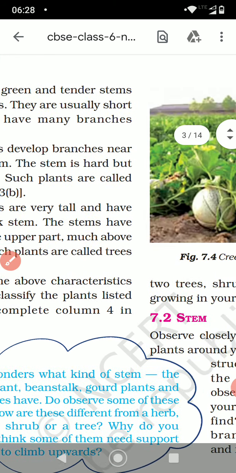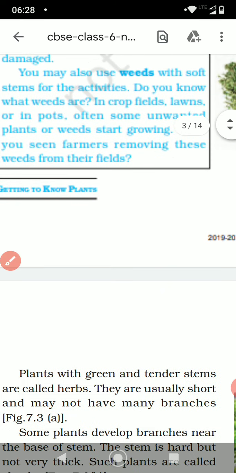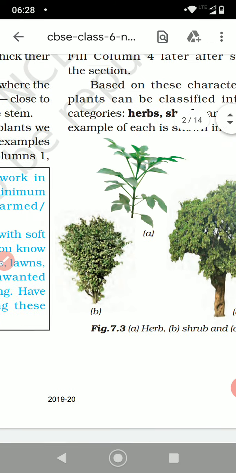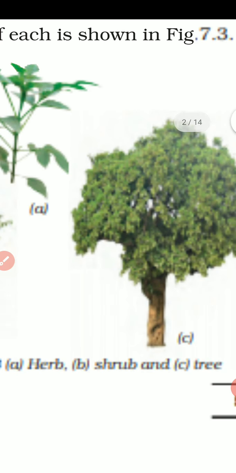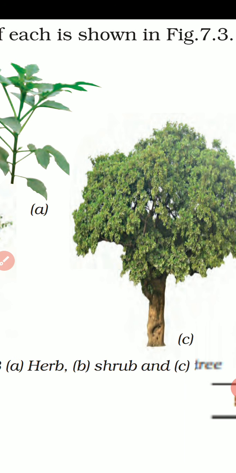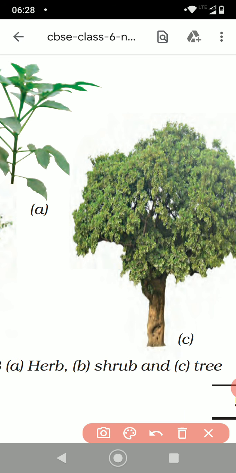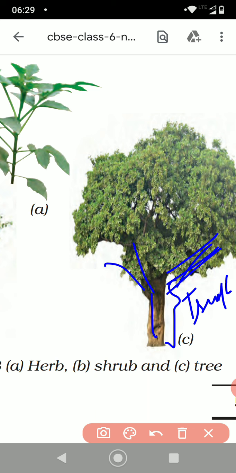Okay, children. So here you can see, look at this. Here you are able to see the tree trunk, right? So if you are able to see the tree trunk, can you see here? So this is the tree trunk. This trunk is there and the branches start much above the base of the plant. The base of the plant is here. But the branches appear much above the base of the plant.